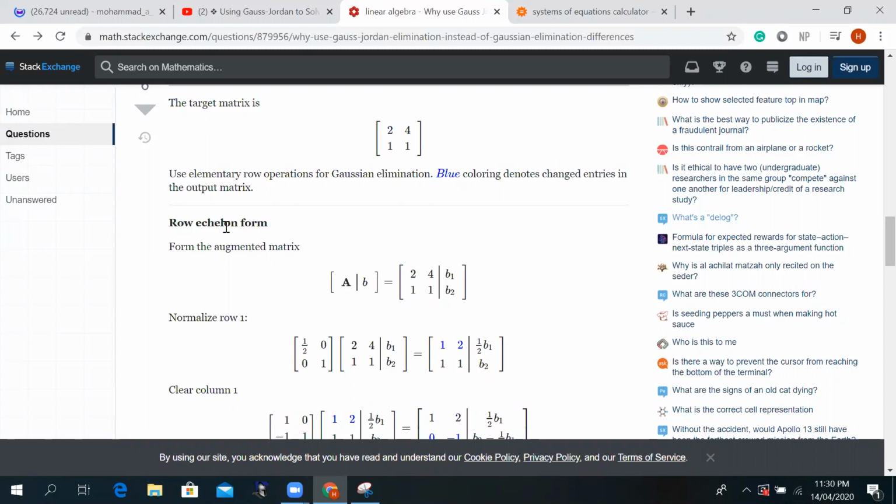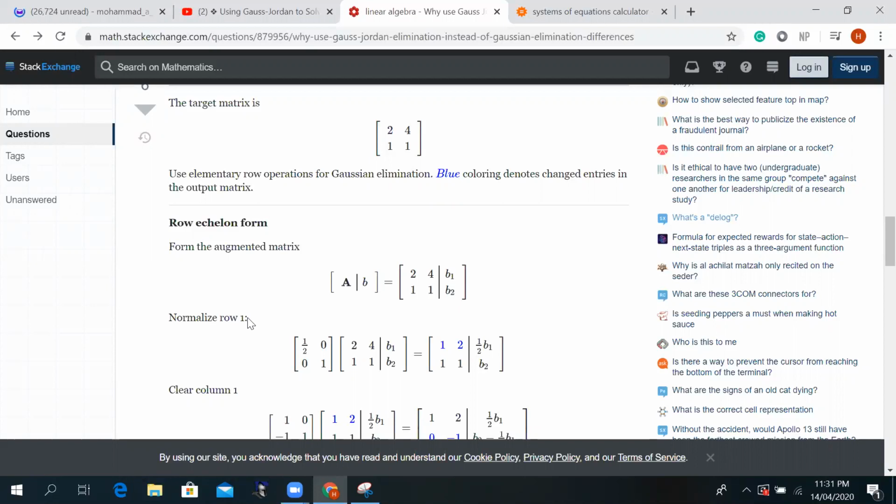Now for row echelon form, which is actually a result of Gaussian elimination, I will make an augmented matrix. I will take A, put a vertical bar, and put the B. Let's say we don't know the B and we are playing with the Bs. So the B values are B1 and B2: 2, 4, 1, 1, B1, B2. First thing that we do is normalize row 1.